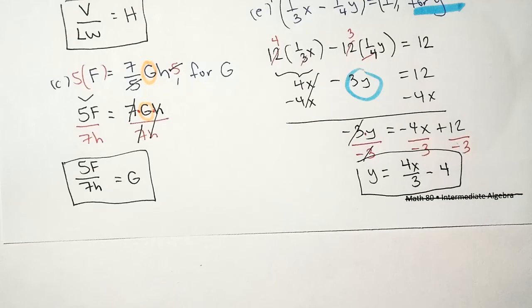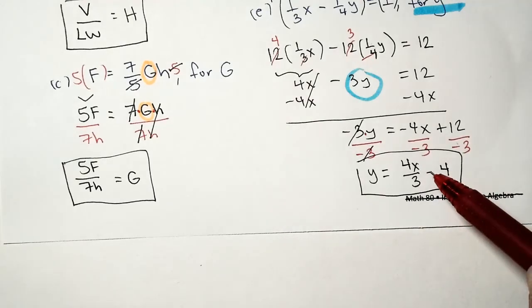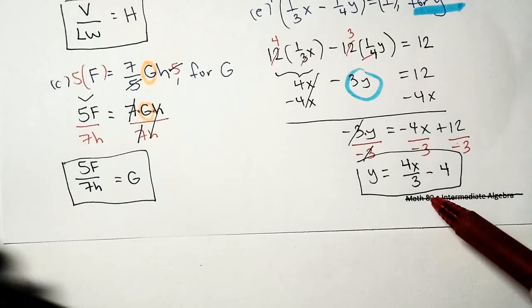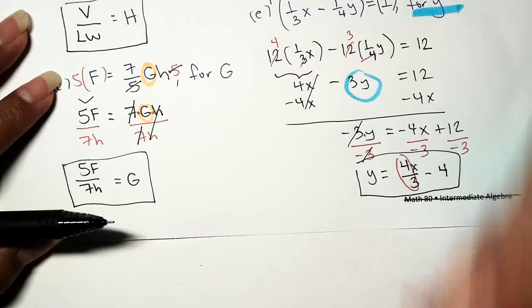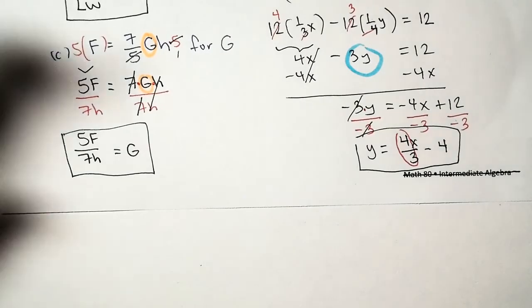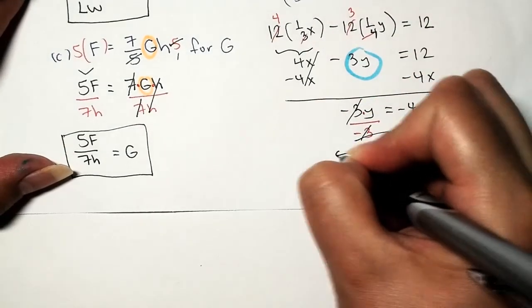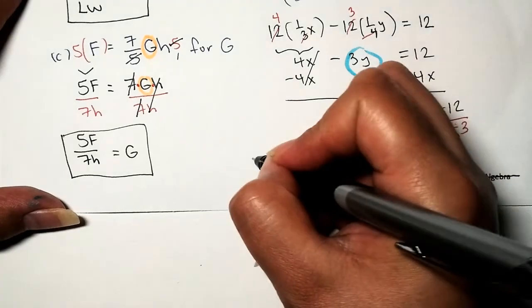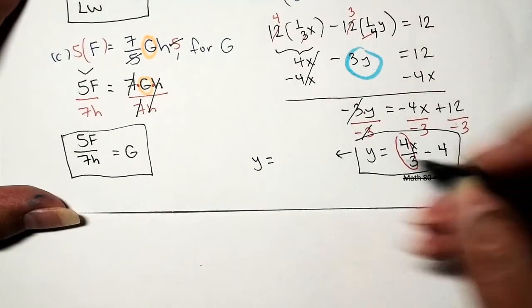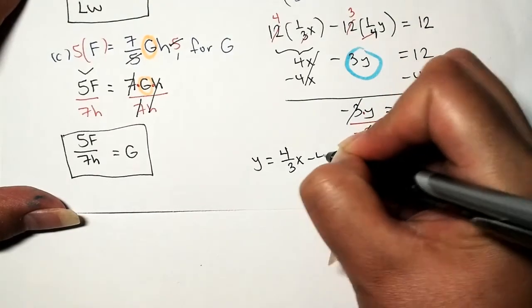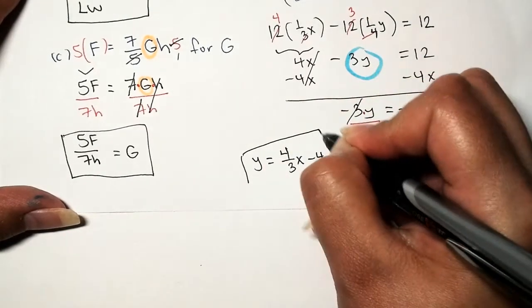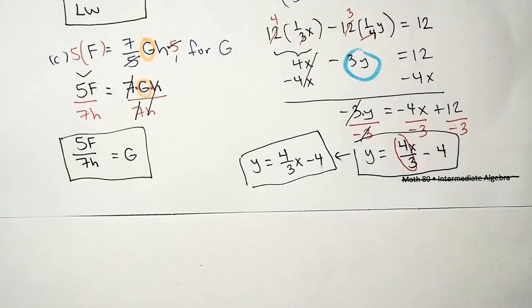Now, I'm not going to sleep well tonight, so I'm going to write this a little bit different. Instead of writing it as 4x over 3, I want to write it as fraction times x. I want to write it as 4/3 times x. Why? Because again, I'm thinking of the graphing unit. So that will give us y equals 4/3 times x minus 4. How does the book write it? It doesn't matter how the book writes it. As long as you've isolated the y, you're good. So it's up to you.